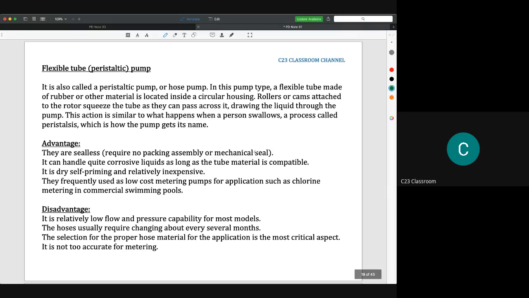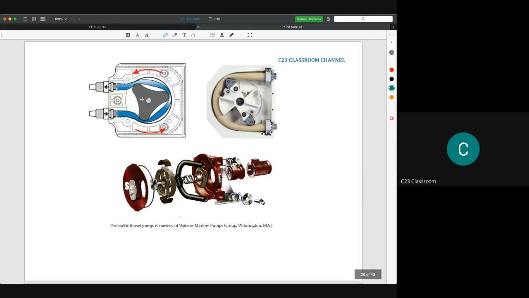Okay, then we have another type of pump called peristaltic. The idea of peristaltic, as you can read here, reflects our esophagus bringing our meal, something that we eat, from our mouth to the stomach. So it works in a peristaltic motion. So the idea is this one. I think we already discussed this one.